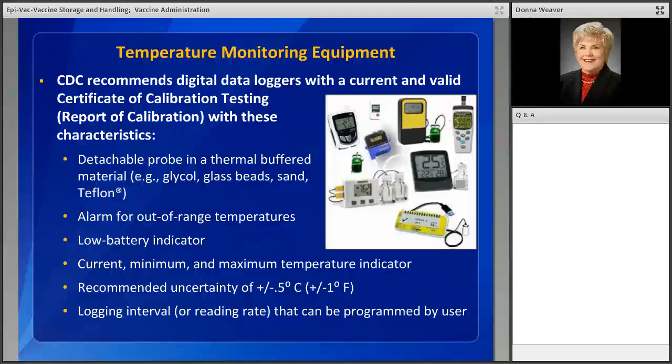Now this slide and the storage and handling toolkit contain a list of the recommended characteristics for a temperature monitoring device, and many of the state immunization programs can provide guidance on selecting a device. The most important thing is to be sure your staff is trained on how to set up and properly use whatever type of device you have.